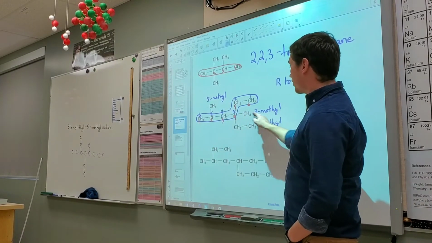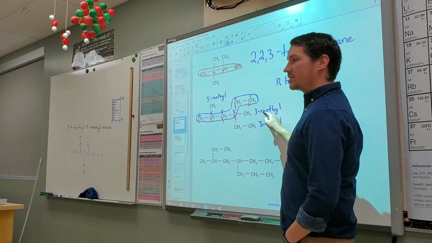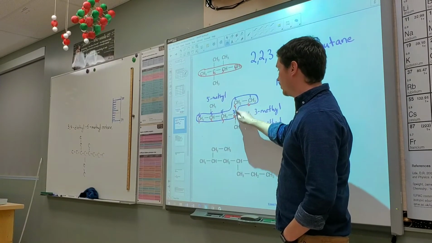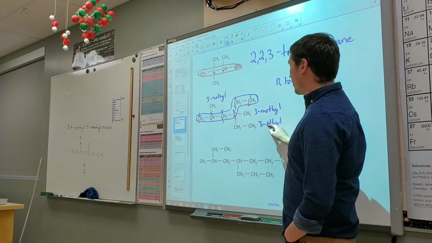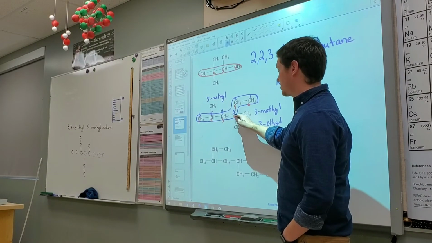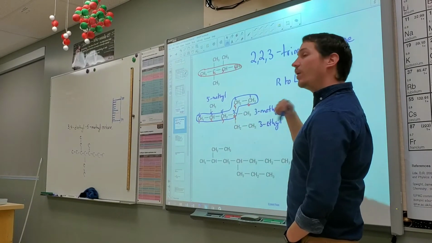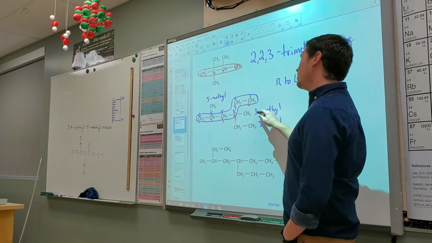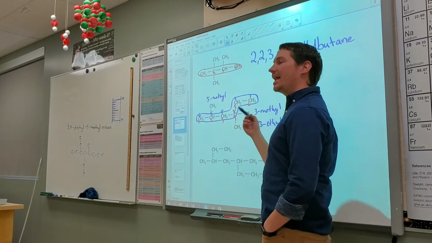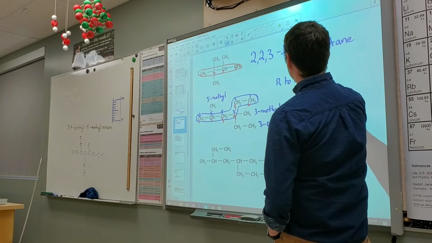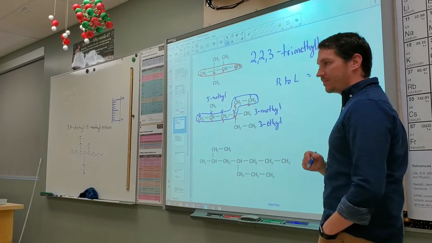We ended up with a 3-methyl. It's a methyl group attached to 1, 2, 3, the third carbon. And we ended up with an ethyl group attached to the third carbon as well. So when I added up all these numbers, 3 plus 3 plus 5, that added up to be 11. So the sum was 11.